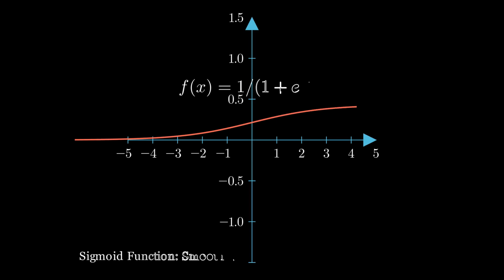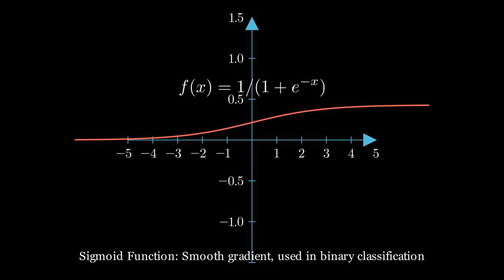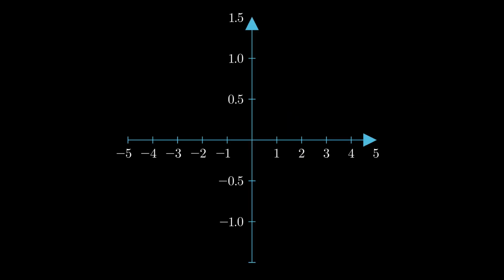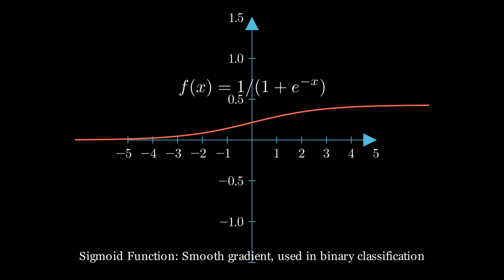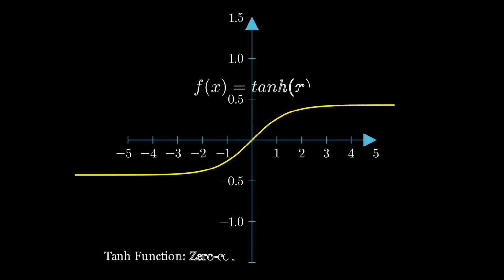Sigmoid activation squashes input to a range between 0 and 1, useful for binary classification, but can cause vanishing gradients in deep networks. Tanh activation, similar to sigmoid, but ranges from -1 to 1, centering the output and often used in hidden layers to mitigate vanishing gradients.